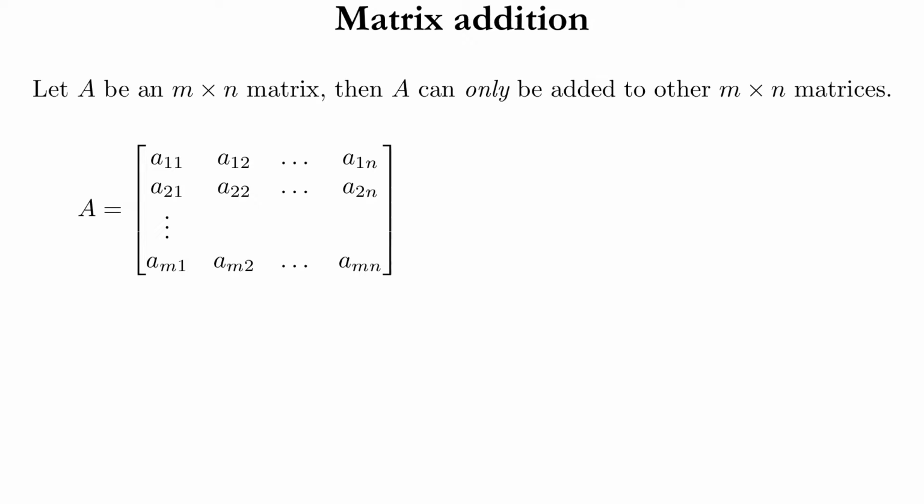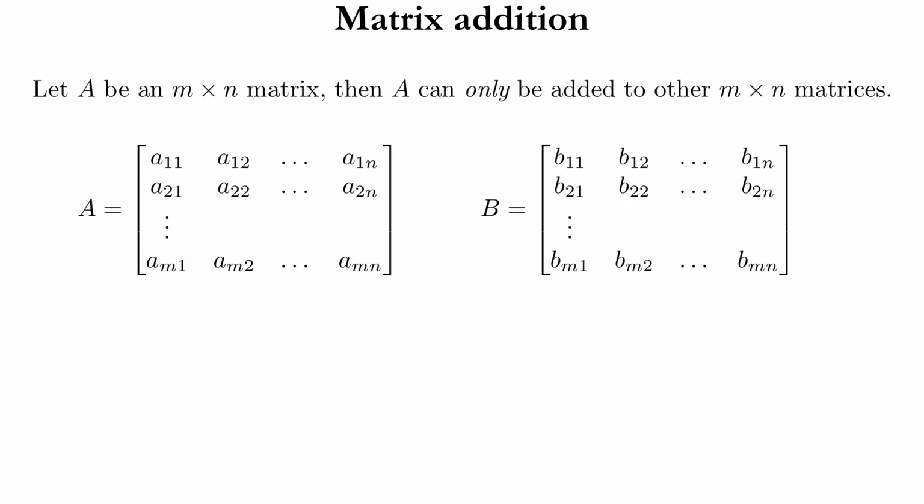Suppose, for example, we are given the following m by n matrix A, which has entries A11, A12, all the way up to A1n in its first row, A21, A22, all the way up to A2n in its second row, and so on. Additionally, we are given the matrix B, which is also m by n, and has entries B11, B12, all the way up to B1n in its first row, B21, B22, all the way up to B2n in its second row. Then these two matrices can be added to each other by doing component by component addition.